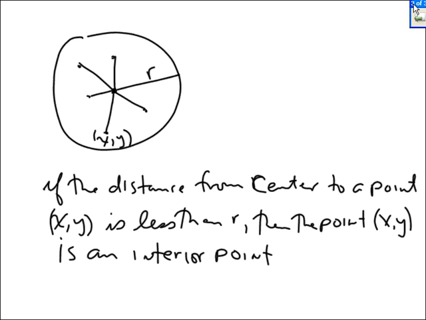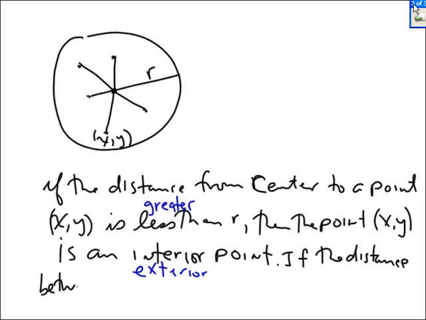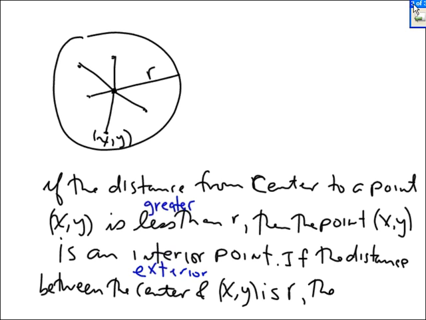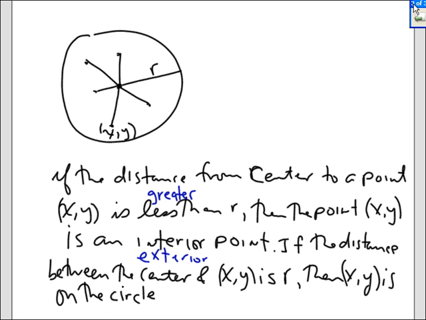If instead of being less than, the distance from the center to the point xy is greater than r, then the point xy is an exterior point. What if the distance is r? If the distance between the center and xy is r, then xy is not exterior to the circle, it's not interior to the circle. The point is on the circle. After all, points that are r units away from the center are on the circle.